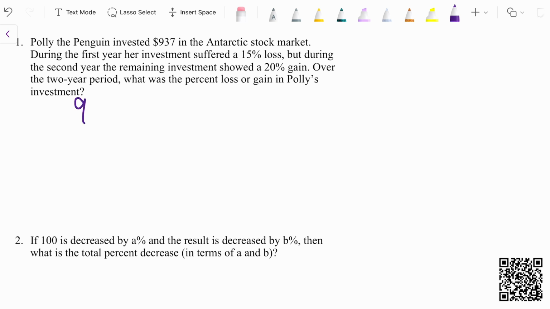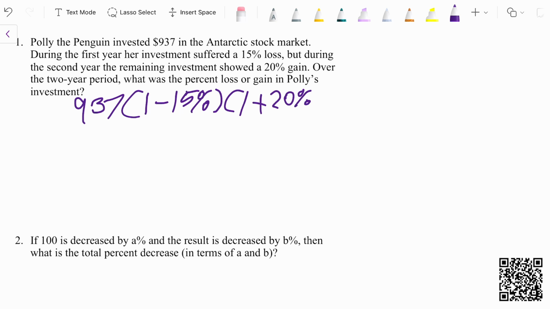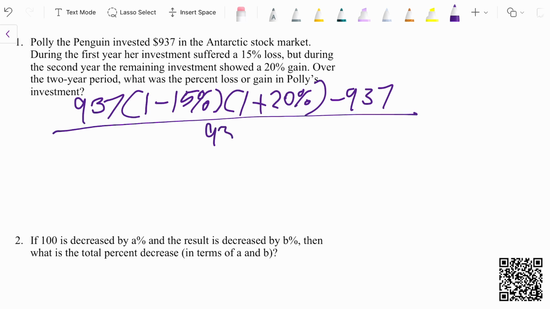So to calculate what her percentage was, we need to first know what she had after the 2-year period, subtracted by the amount that she had originally, divided by the amount she had originally, to just get the percentage by itself. So basically what I'm saying, I'll show you with an equation. With her 15% loss and then her 20% gain, since multiplication is commutative, it doesn't actually matter what order you write this in. Minus 937 over 937.